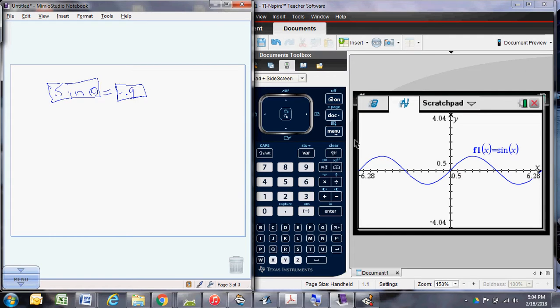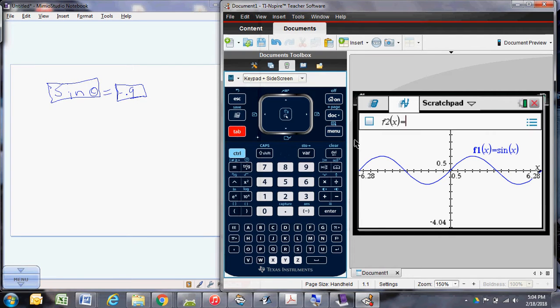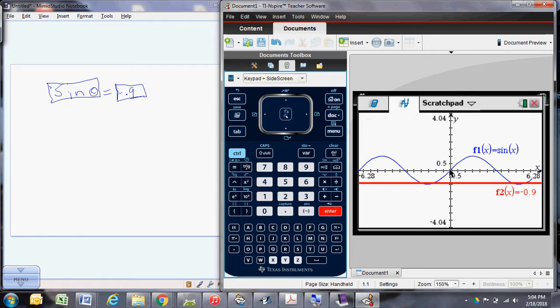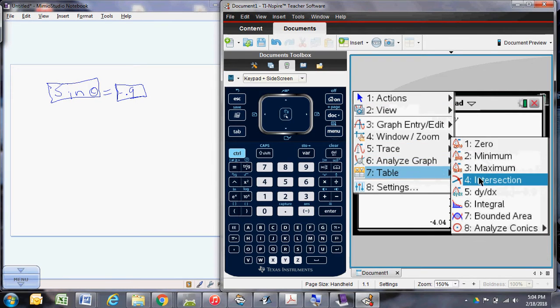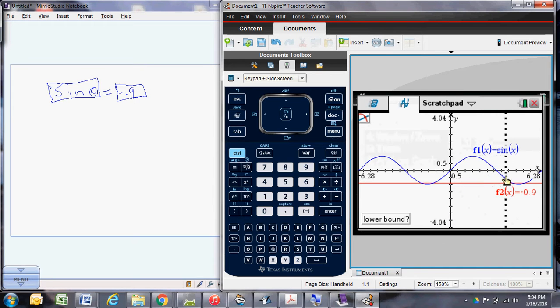So now I'm going to go back here and graph -0.9 as a horizontal line. So we just y equals -0.9 and hit enter. And we see it's going to cross twice. So we hit menu and we analyze the graph. We find an intersection, and we say in between there and let's say there. And it tells us 4.26 is one of the answers. And that's the same answer we got doing it the other way.